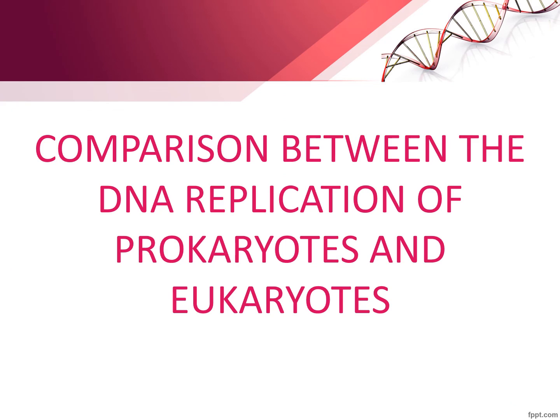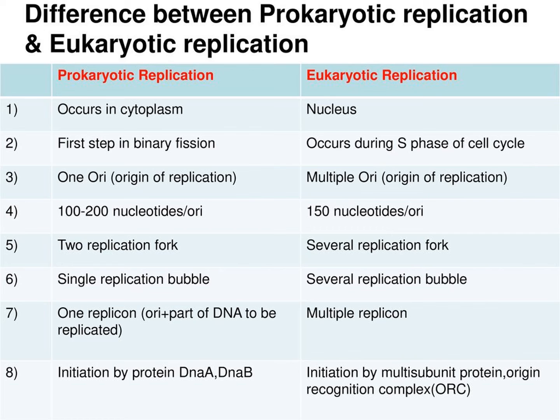Now let's proceed to the comparison between the DNA replication of prokaryotes and eukaryotes. Prokaryotic replication occurs in the cytoplasm while eukaryotic replication occurs in the nucleus. Prokaryotic replication happens during the first step in binary fission, while eukaryotic replication occurs during S phase of the cell cycle. There is only one region of replication in prokaryotic replication and multiple regions of replication in eukaryotic replication. There are 100 to 200 nucleotides in the region of replication in prokaryotic replication and 150 nucleotides in the region of replication in eukaryotic replication.